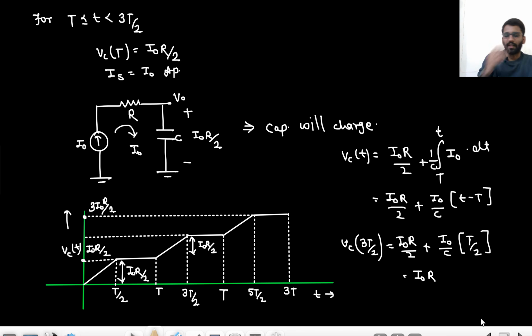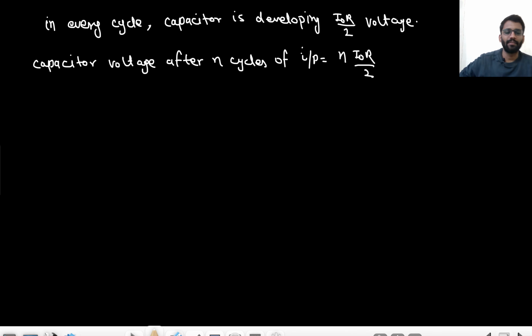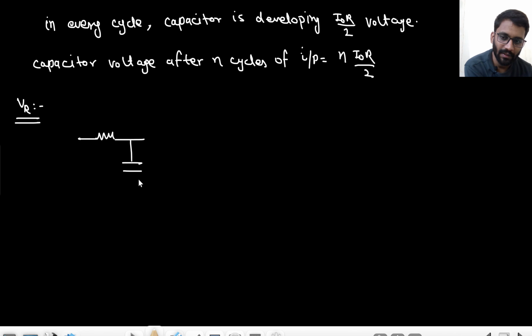Okay. Now the next is the VR waveform. Let's comment on the VR waveform. What do you think? What will be the VR waveform? It will be the same as the input. Why so? Because the voltage across the resistance is always I naught R, right? This is the current.